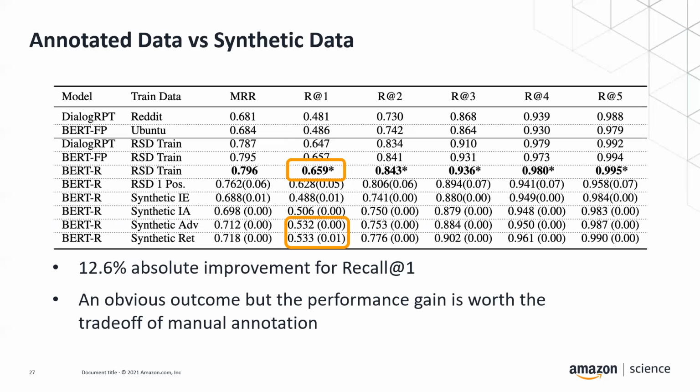And then finally, when we compare against training on synthetic data, the best synthetic approaches were synthetic adversarial and synthetic retrieval, but those still achieved a recall at 1 of only 0.53-ish, which still greatly underperforms training on our data, which got a 12.6 absolute improvement. And again, yes, this can be considered an obvious outcome because we have manual annotation, but still we think that performance gain is worth the trade-off.